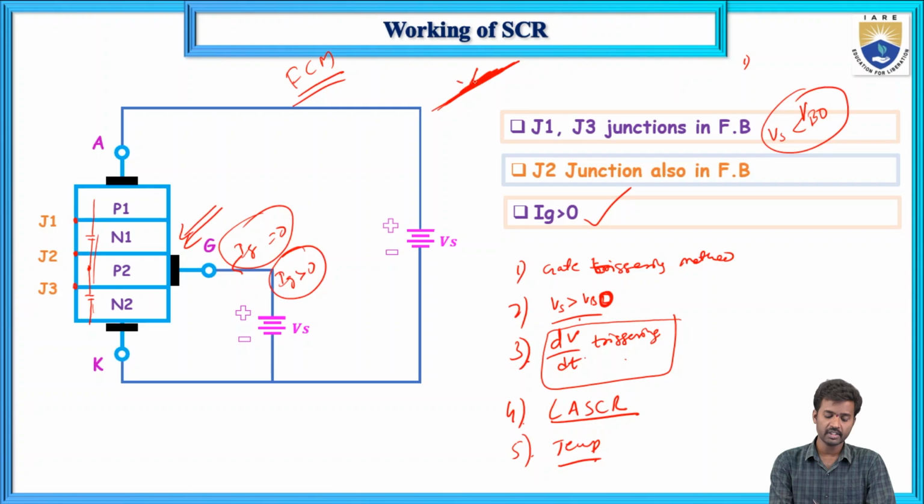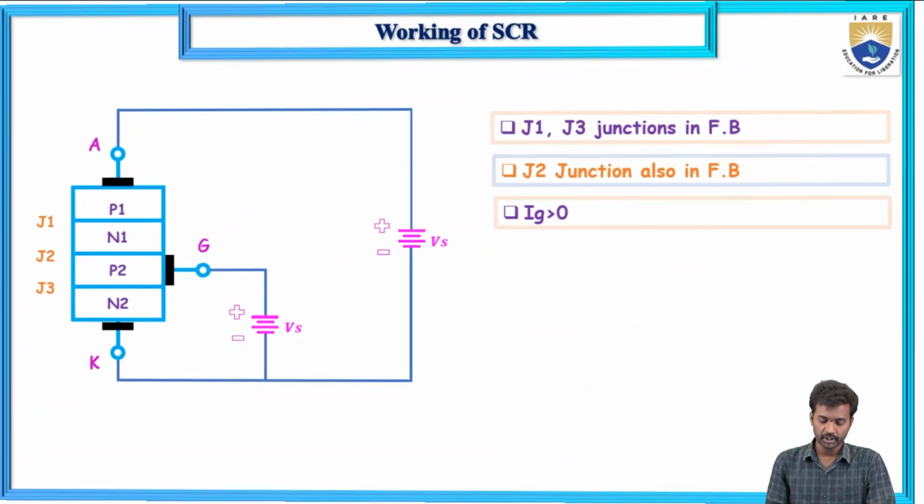In this, it will act as a short closed switch. The first one is the gate triggering method, and the second one is when the supply voltage is greater than the forward breakover voltage, then dv by dt triggering, and next the light activated method, and next the temperature method.